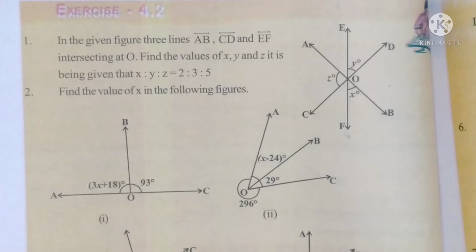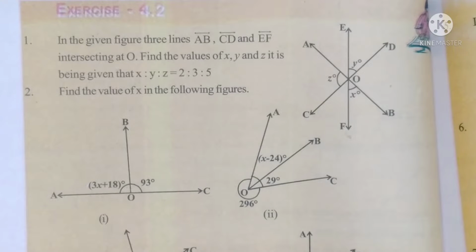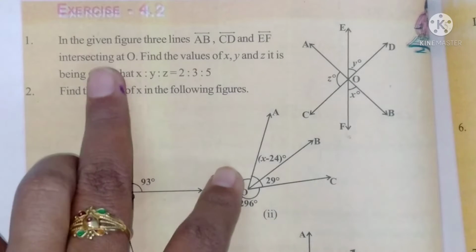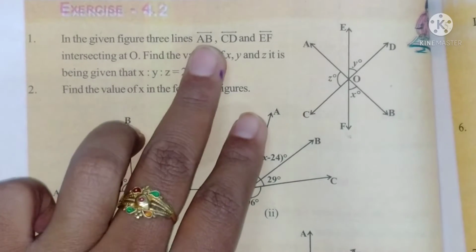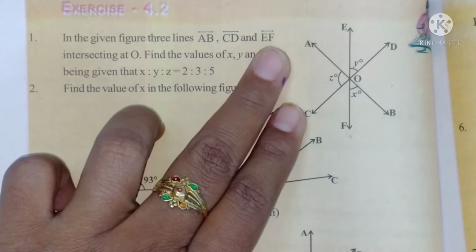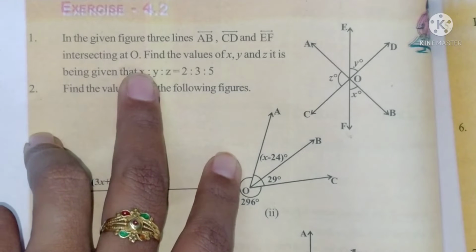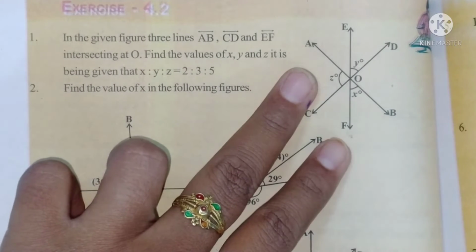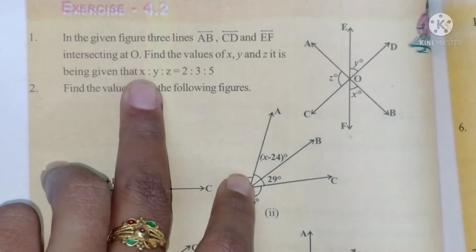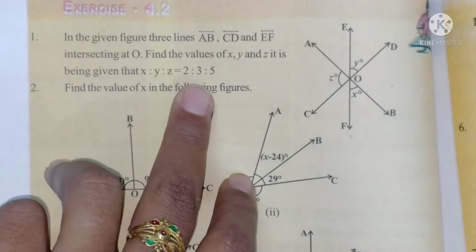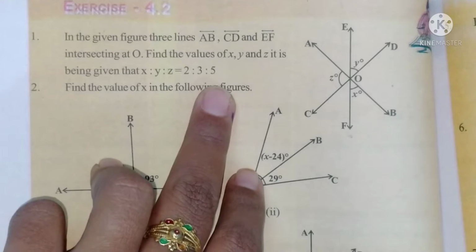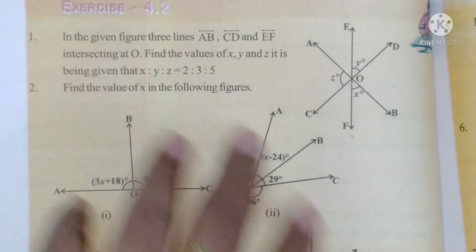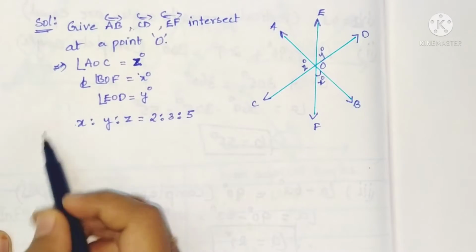Today we'll see the problems in exercise 4.2. In the given figure, three lines AB, CD and EF intersect at O. Find the values of x, y and z. It is given that x : y : z = 2 : 3 : 5. Now we will see the solution.